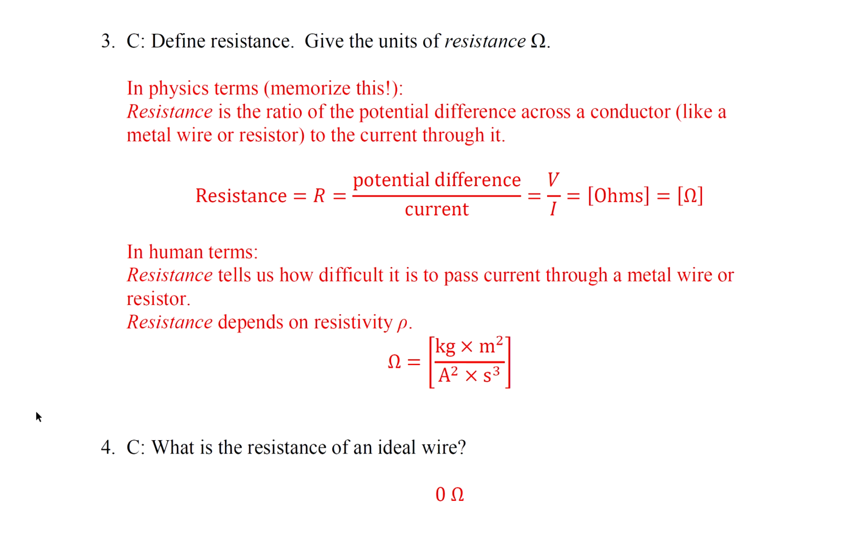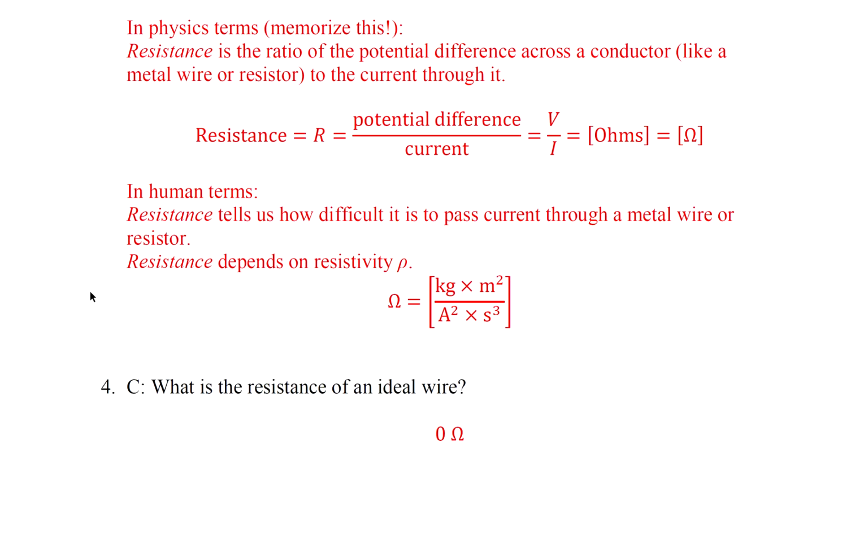In human terms, resistance tells us how difficult it is to pass current through a metal wire or resistor. Resistance depends on resistivity. So, if we take this equation here, V over I, and we take its fundamental units, we end up getting this. We'll talk about resistivity in a moment, hopefully.